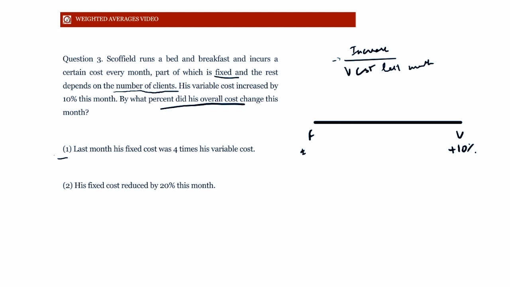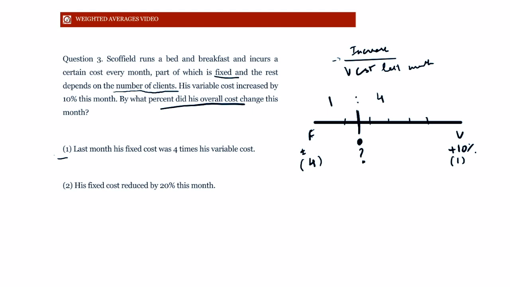But I'm asked to find the overall cost change this month. So then, where does the average lie? That is the question. That is what I have to find. Now we are given that last month his fixed cost was four times his variable cost. So this gives us the ratio of the weights. The weights are in the ratio of 4:1, which means that the average will be much closer to the fixed cost. So it will divide this distance in the ratio 1:4. All right. So it is going to be much closer to the fixed cost, but we don't know whether fixed cost increased, decreased, or by what percentage. And that is why we cannot say what this average is. We don't have a value for this average as yet.